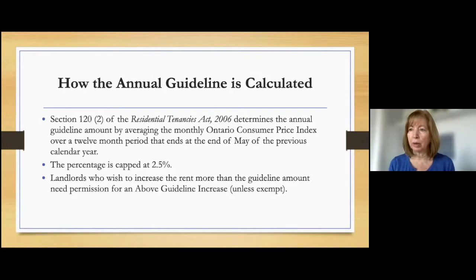In 2012, the RTA was amended to cap the annual guideline increase to 2.5% each year, which means that if the calculation for the annual guideline amount exceeds 2.5% in any given year, it will be reduced to 2.5%. If an increase above 2.5% is required, a landlord must follow the process to seek approval for an above guideline increase.